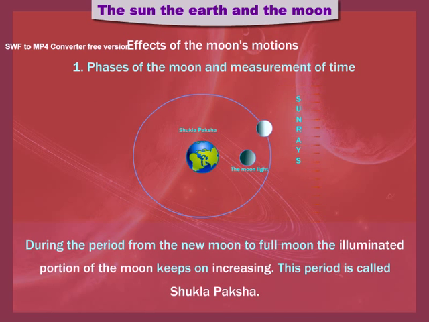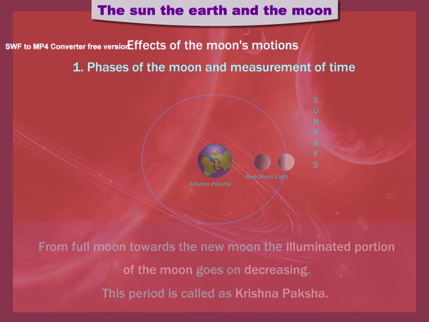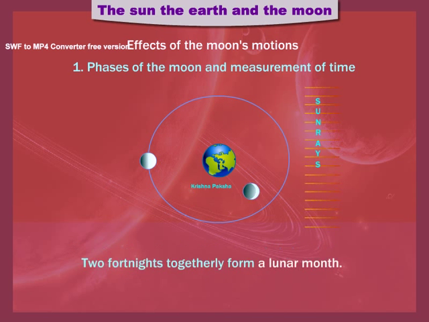During the period from the new moon to full moon, the illuminated portion of the Moon keeps on increasing. This period is called Shukla Paksha. From full moon towards the new moon, the illuminated portion of the Moon goes on decreasing. This period is called Krishna Paksha. The duration of each of these periods is 15 days. Each period is called a fortnight. Two fortnights together form a lunar month.